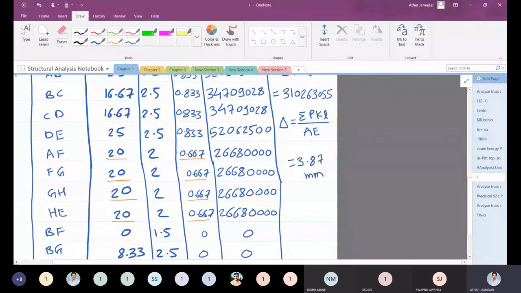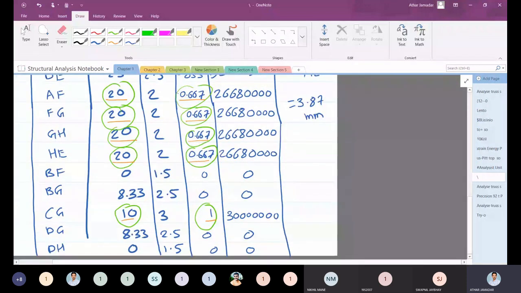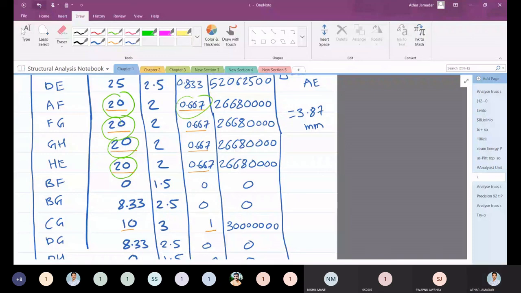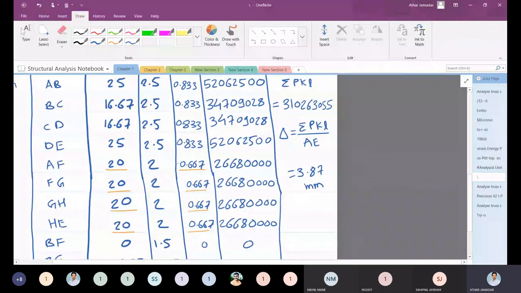Now, one thing I have forgotten to tell you: if you see, these underlined forces here, that means these are tensile forces. Okay, so before doing calculations of these forces, remember in this table, tensile forces should be taken as negative. Whatever forces are tensile, those forces should be taken as negative, but it will not affect calculations of PKL, because we know that.